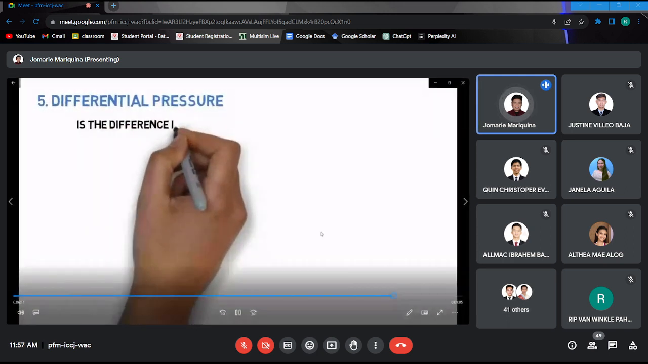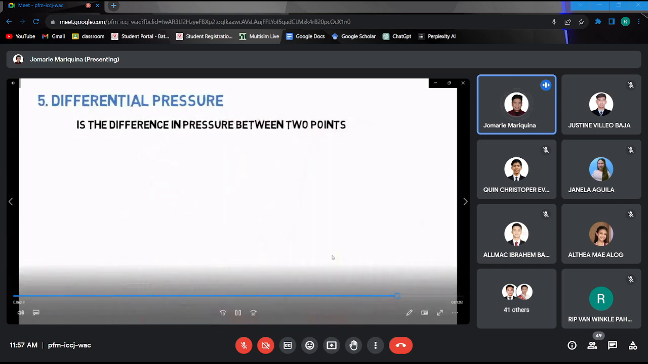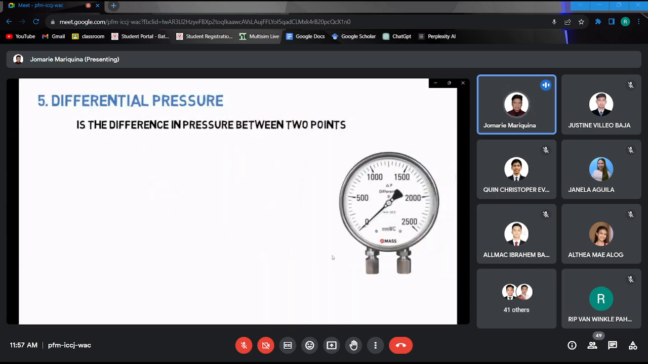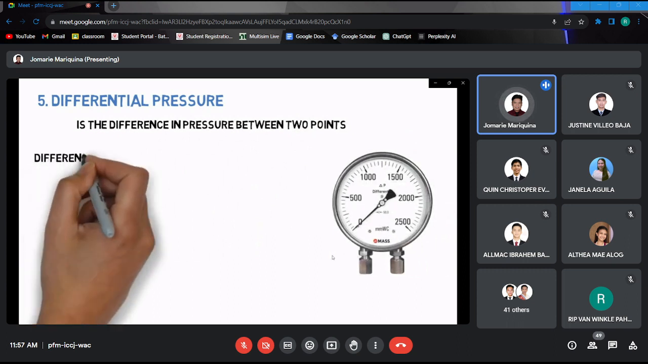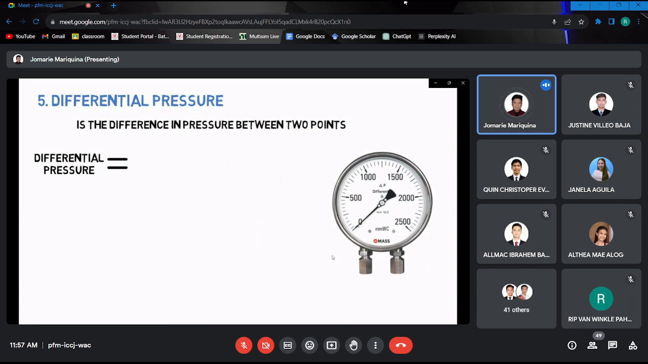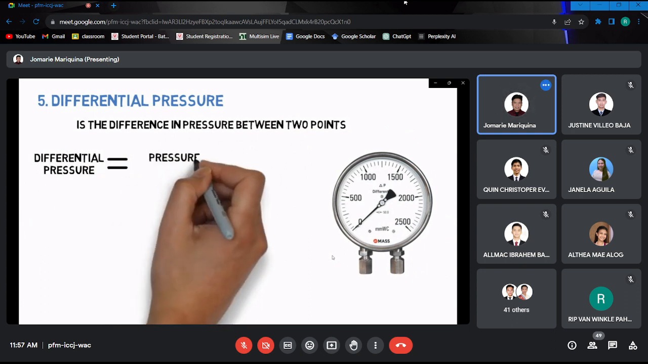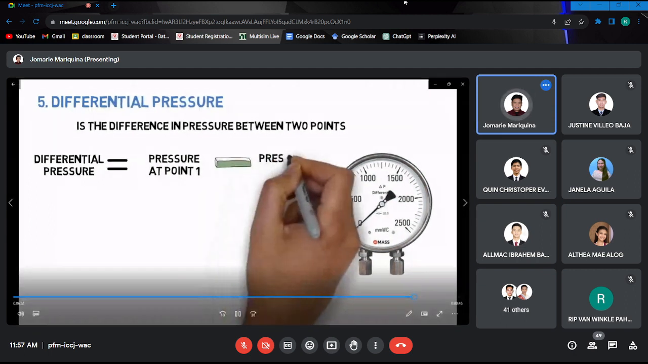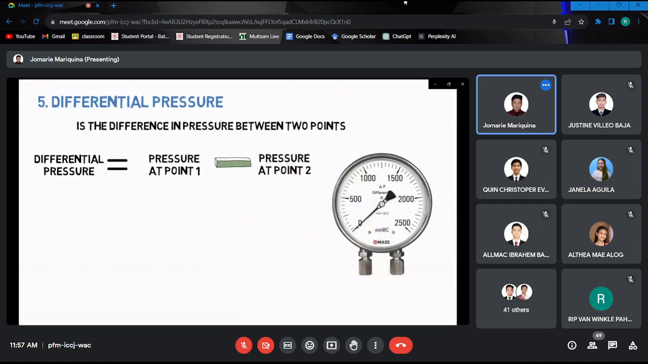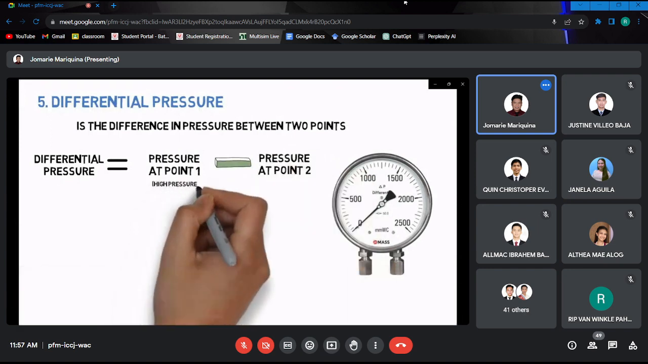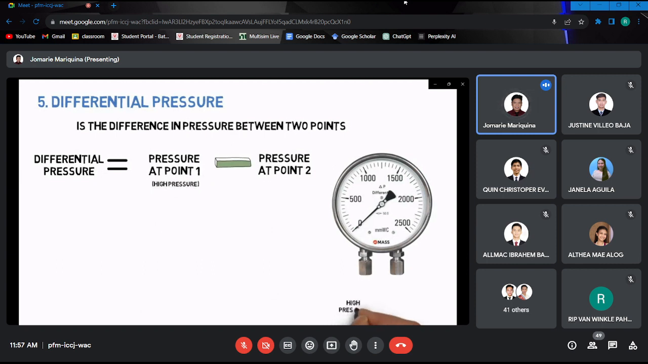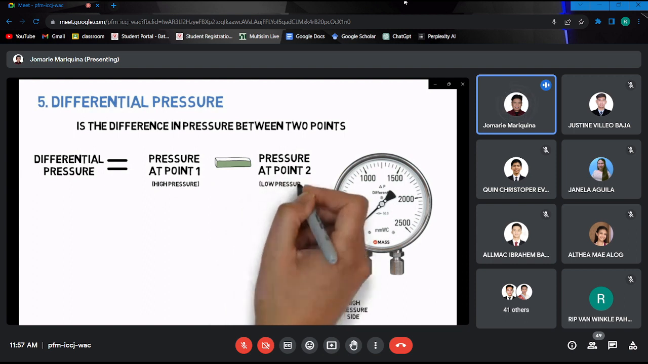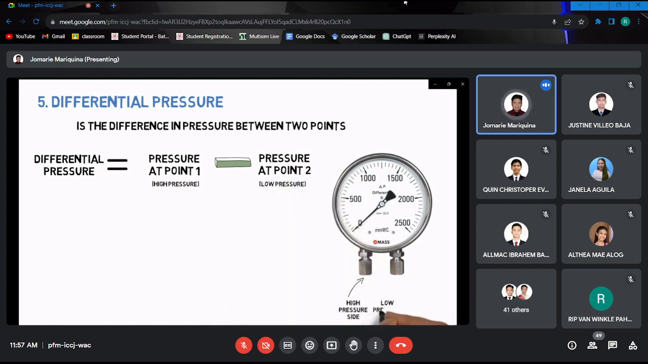Differential pressure is the difference in pressure between two points. Differential pressure is equal to pressure at point 1 minus pressure at point 2. A differential pressure gauge will be connected with the high pressure side at one end and the low pressure side at the other end. The difference between the high pressure side and the low pressure side will be indicated in the gauge.